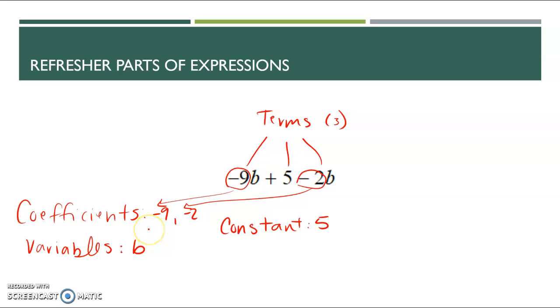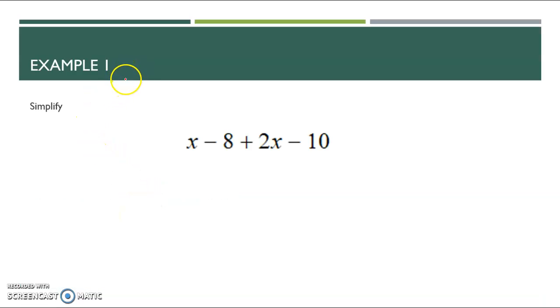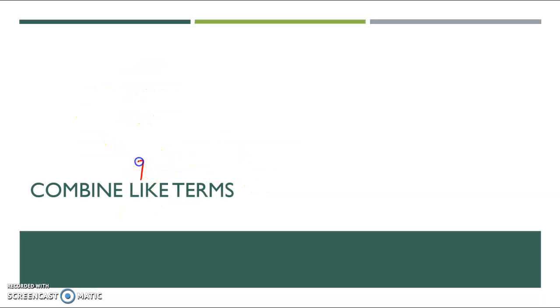So now let's get into combining like terms. So when we combine like terms, like means things that are like each other. And so we're looking for same variable, or lack of variable, and same exponent. Because we could have the same variable, but if they have different exponents, then they're not like terms. And we'll get to an example with that in it.